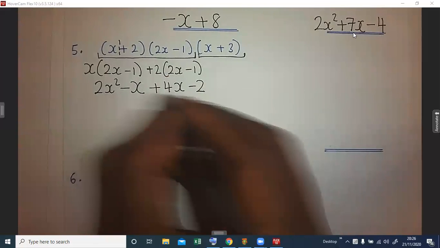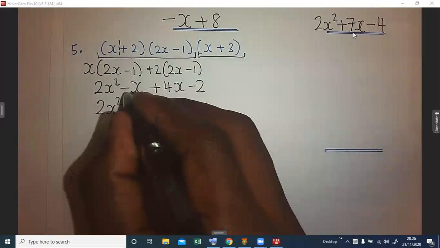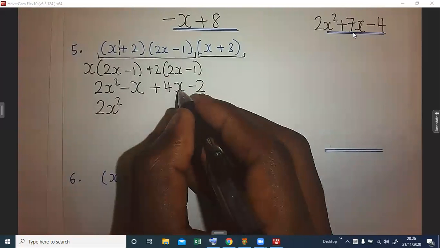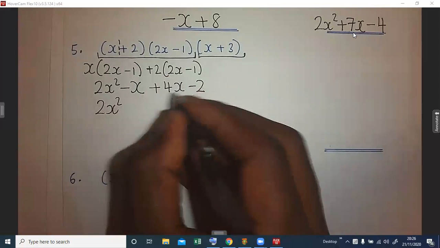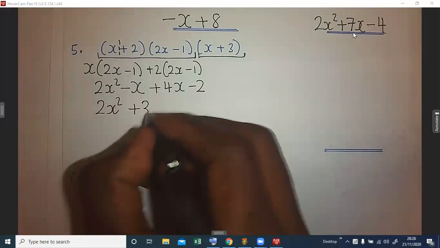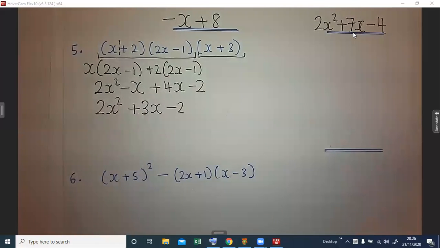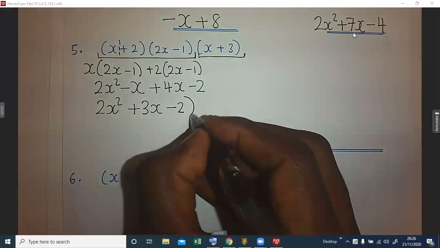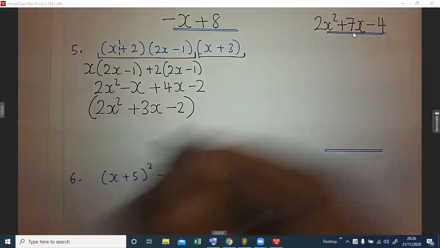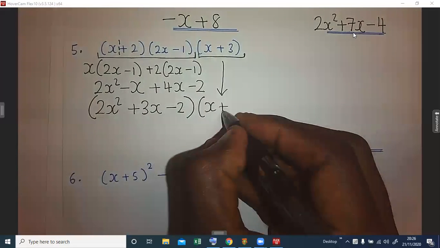So I simplify this and I get 2x squared because it's alone, minus x plus 4x is the same as saying 4x minus x. So I will get positive 3x and then minus 2. So after getting this answer, I need now to multiply with the remaining bracket.